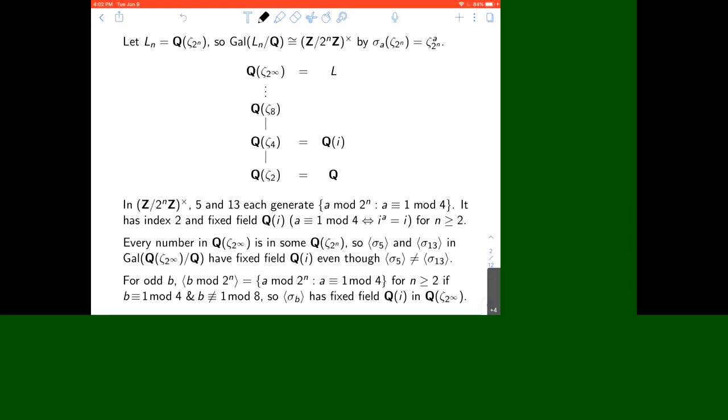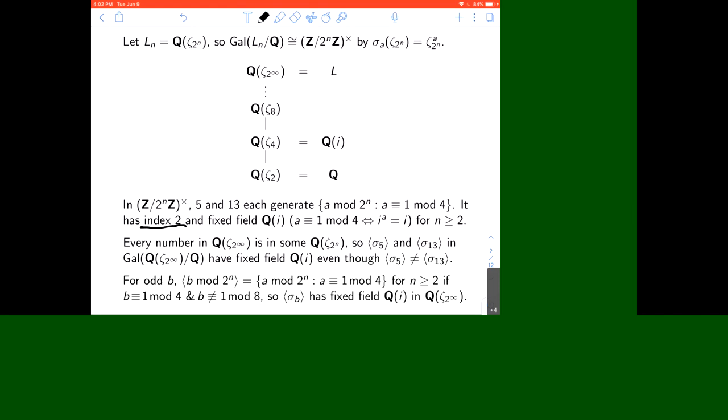The problem is, for example, 5 and 13 modulo 2 to the n: even though 5 and 13 are different, they generate the same numbers mod 2 to the n for every n. As exponents, they fix i, and they generate subgroups of index 2 in the units mod 2 to the n. So their fixed field has degree 2 over the base field, and well, Q adjoin i works. Q adjoin i is fixed because 5 and 13 are 1 mod 4. And so we go all the way up to the top.